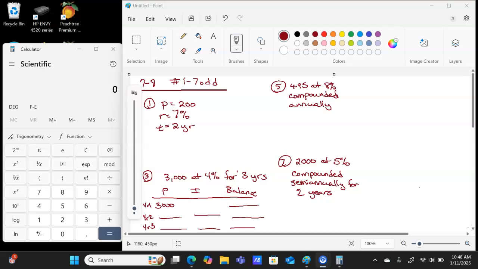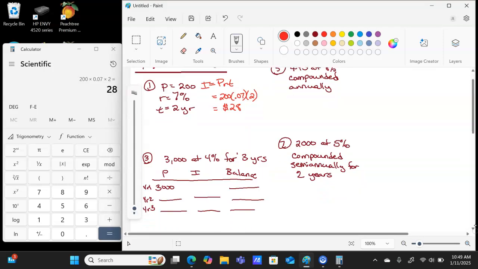Okay, this is 7-8, and I've got my calculator started up here. Yours is going to look different than mine. This is the computer calculator. So I did want you to write your equations so you get comfortable with them. Interest equals principal times rate times time. And so my principal is 200, my rate is 0.07, and my time is 2 years. This is simple interest. And so 200 times 0.07 times 2 is $28.